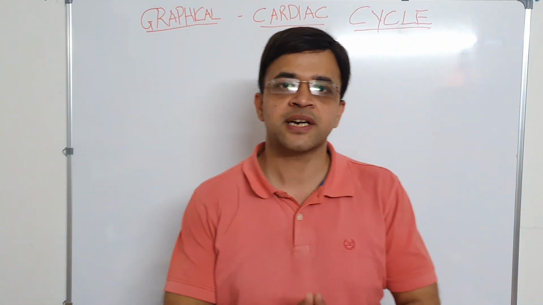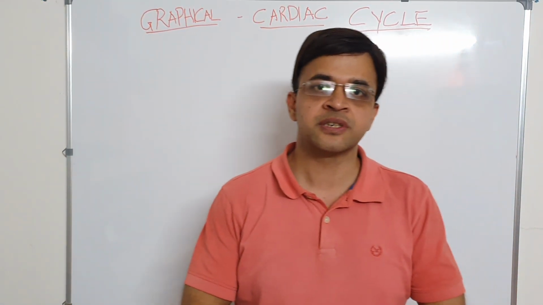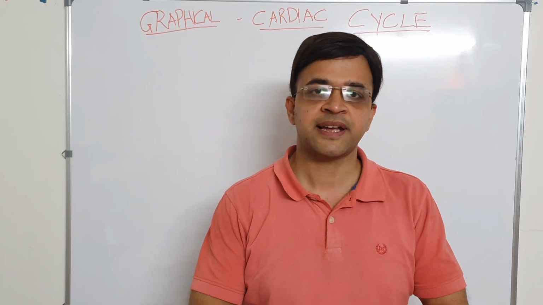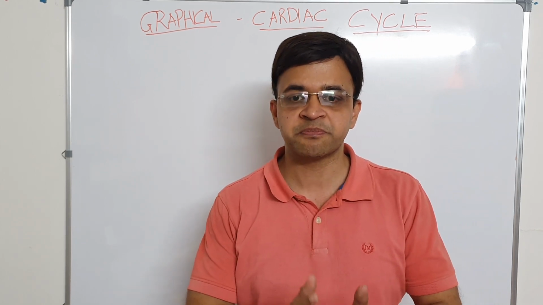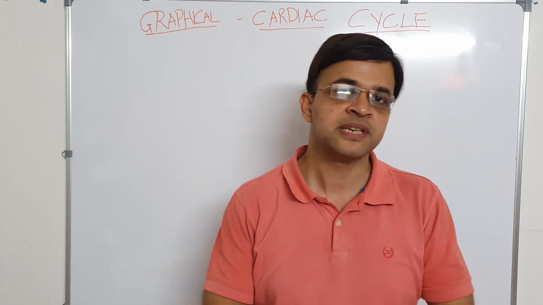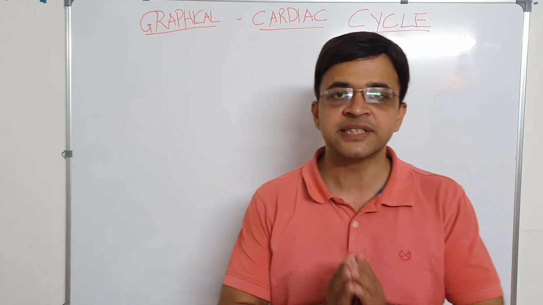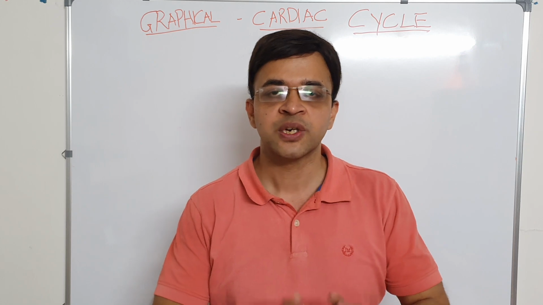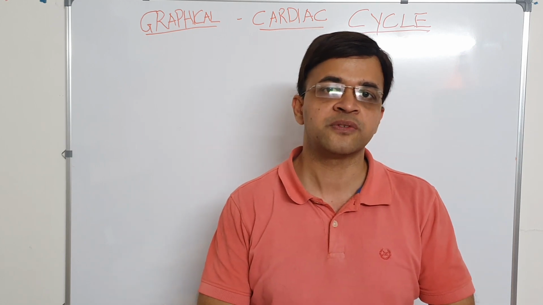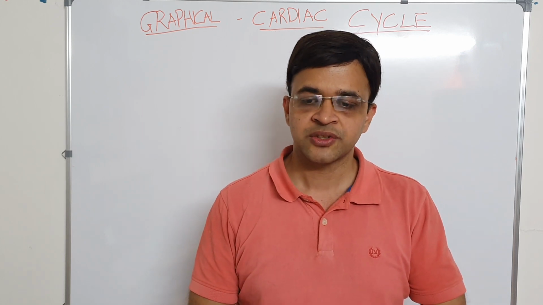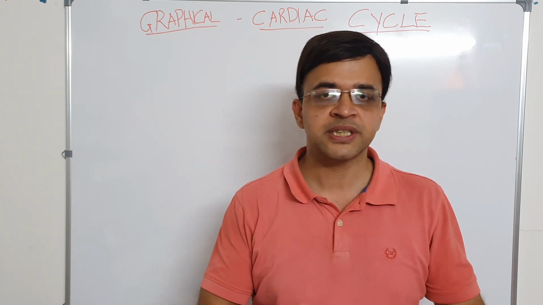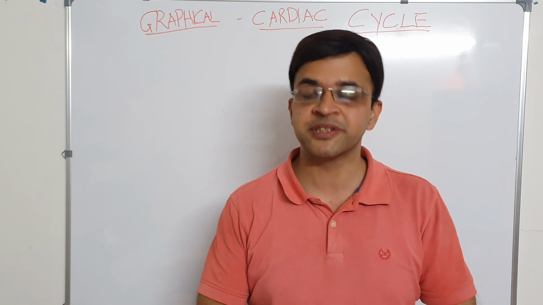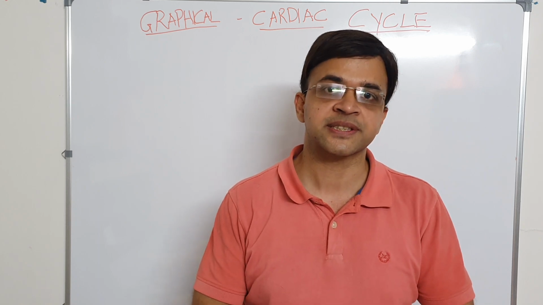Friends, so now we start with the graphical representation of the cardiac cycle. As we said, the heart behaves like a machine in which pressure and volume changes can be accurately measured, and these pressure and volume changes can be expressed in the form of graphs, right? So we are going to make many graphs and learn about their interrelations. It's going to be really very interesting, right?